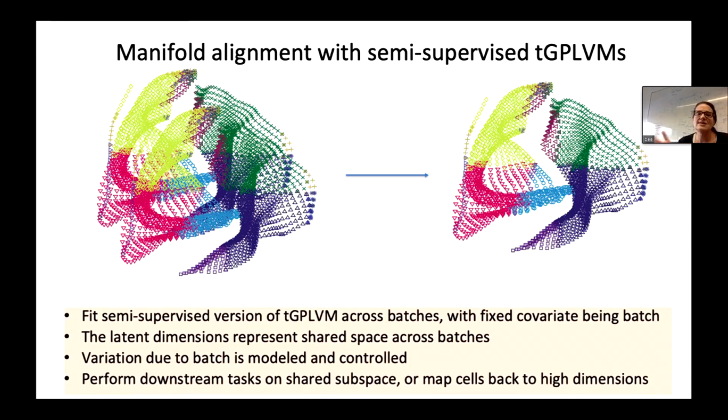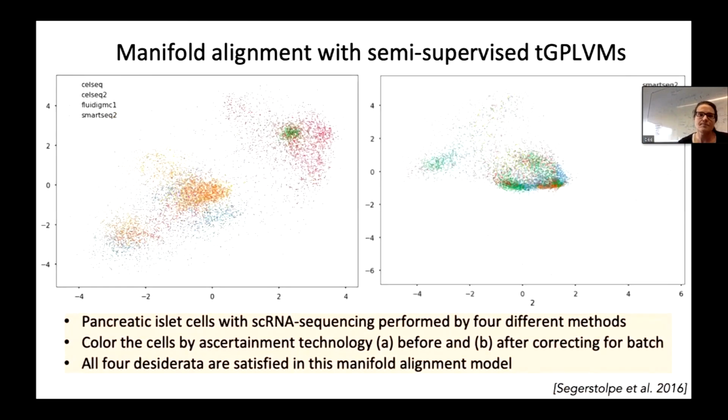And then finally, the idea now is to perform all of our downstream tasks on this shared latent subspace. Or we can do another thing, which is take the cells that are mapped in this lower dimensional space and map them back to high dimensions where now we've actually controlled for batch already. So those are our goals here. So I'm going to talk to you about the exact same data set that Rahul was talking about, which is this pancreas data set. Well, it's actually 4 data sets, I should say.